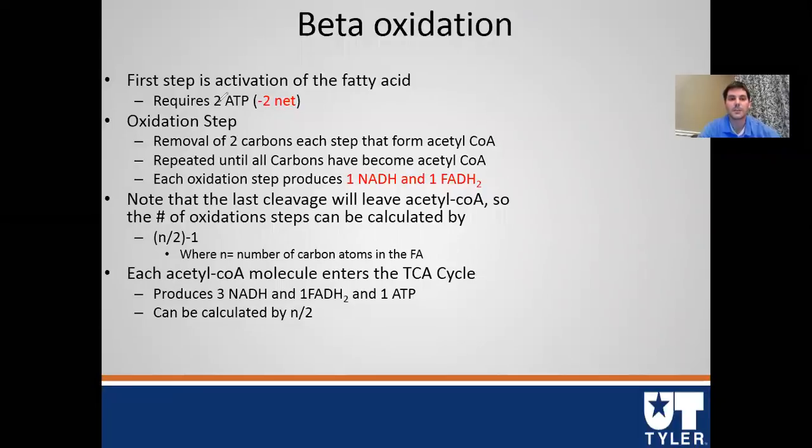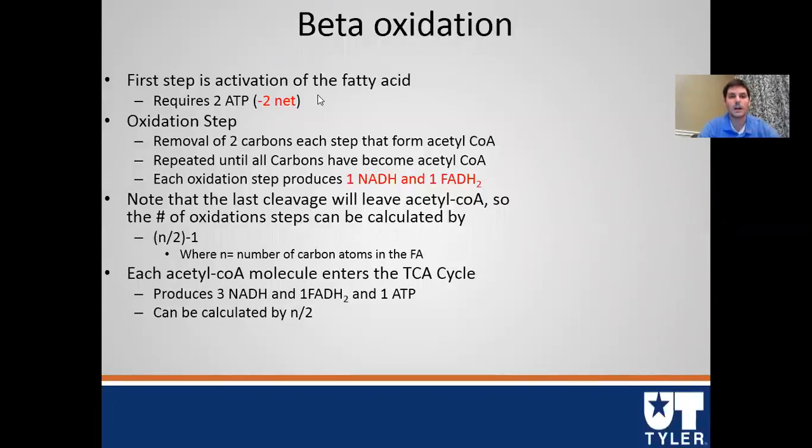The first step, just like in glycolysis, is that we have to activate, or add energy into, the process. That requires 2 ATP. So just like in glycolysis, you're going to subtract 2 at the end of it if we ask for net. The oxidation step is the idea of removing 2 carbons that are ultimately going to form acetyl-CoA. We'll repeat this over and over again. I'll show the next slide.